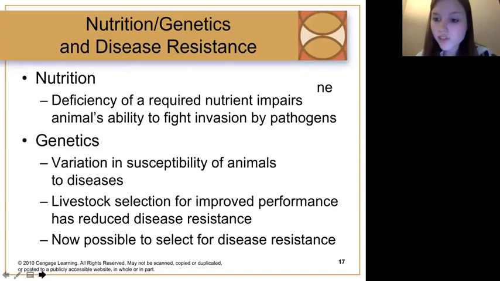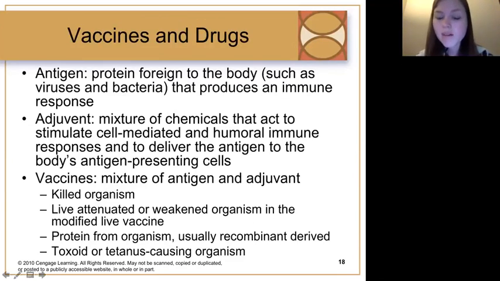So vaccines and drugs are, of course, another way to keep animals healthy and to deal with disease. Just to remind you again, an antigen is a protein or anything foreign to the body, such as viruses or bacteria, that produces an immune response. Something called an adjuvant is a mixture of chemicals that can stimulate the cell-mediated and humoral immune responses and deliver that antigen to the body's antigen-presenting cells. So it basically shows that antigen to the immune cells that are going to trigger a response.